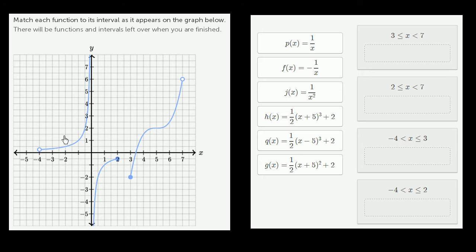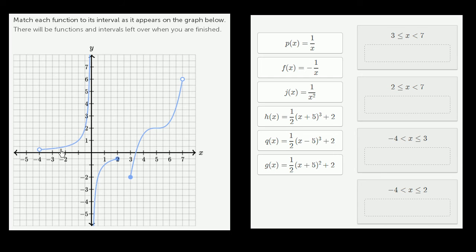So to help us think through it, I've copy and pasted this thing onto our scratch pad. And let's go interval by interval. So this starts at x is greater than -4, not greater than or equal to, or we could say it starts at -4 is less than x, not less than or equal to, because the function is not defined at -4. We have an open circle here.